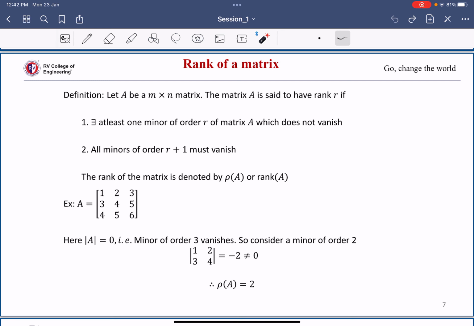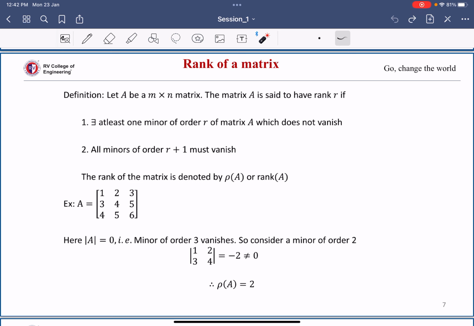So I must extract any one minor of order 2 which becomes non-zero. I need to go on extracting all minors of order 2 until I get a non-zero minor. If at first instance I get the minor of order 2 as 0, I should go on extracting all the possible minors of order 2 until I get a non-zero minor.